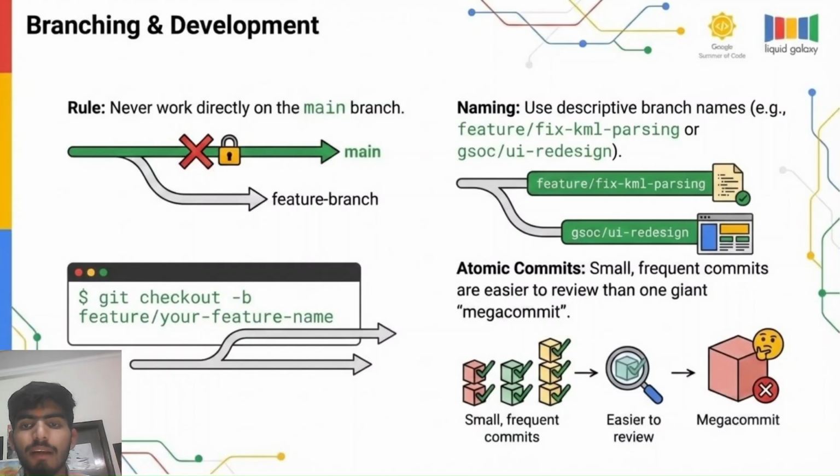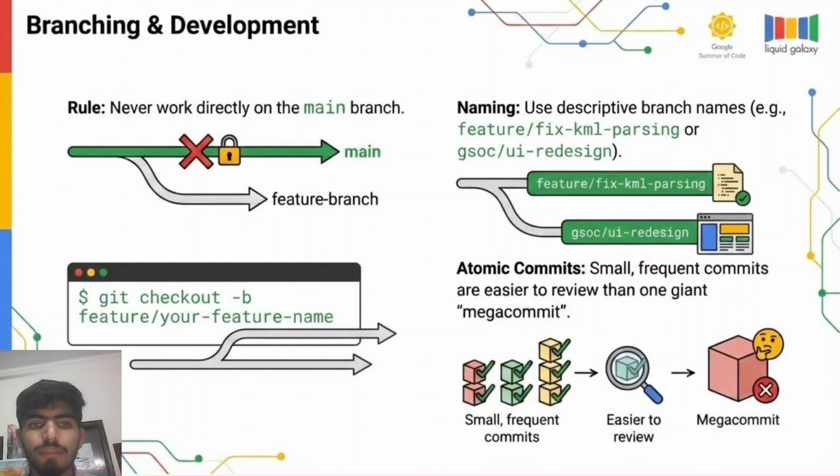Now to create a new branch, here is the command: git checkout -b. The -b is basically telling git that you are creating a new branch, and then you can name the branch like feature, your feature name, for example feature fix KML parsing or adding a QR code scanner to connect to the Liquid Galaxy.